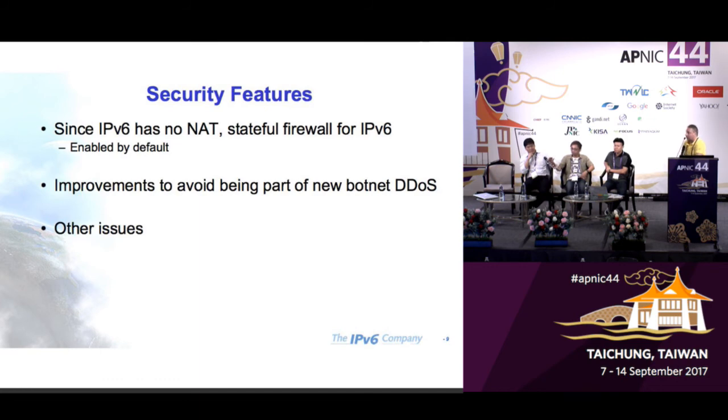Security features. Since IPv6 has no NAT, are you already supporting a stateful firewall for IPv6? Is it enabled by default? Because this is probably one of the main concerns from users who don't understand that NAT is not necessarily security, but today most NAT boxes already have a built-in stateful firewall as well, right? Are you considering, or do you already have, some improvements to avoid your devices becoming part of a botnet, DDoS, or other security issues?